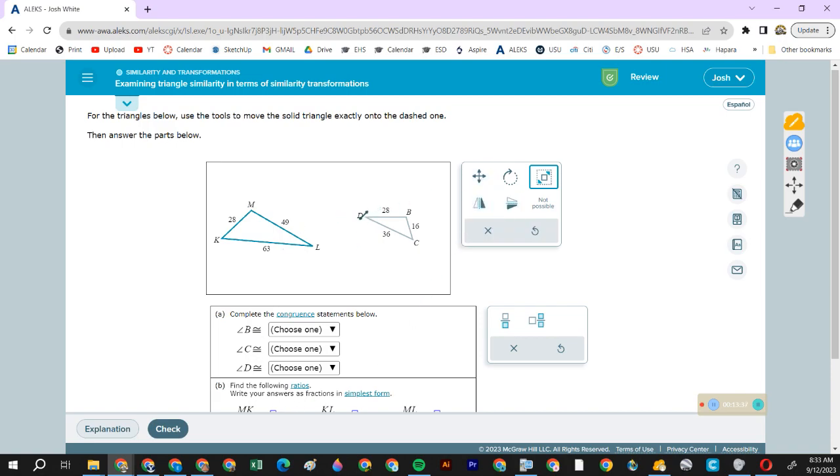So angle D matches up with angle L. Angle B matches up with angle M. So C matches up with K.